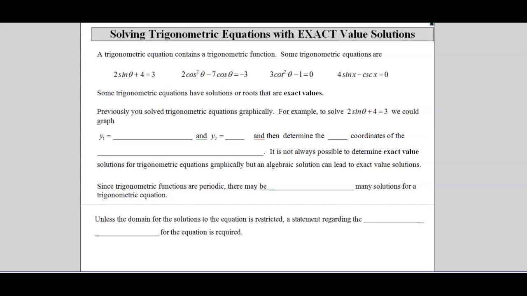Solving trig equations with exact value solutions. So we've actually already done some solving equations, right? When you have something like sine theta equals root 2 over 2, that's an equation that we already asked you to solve, right? So this would be pi over 4 or 3 pi over 4, or multiples of those.